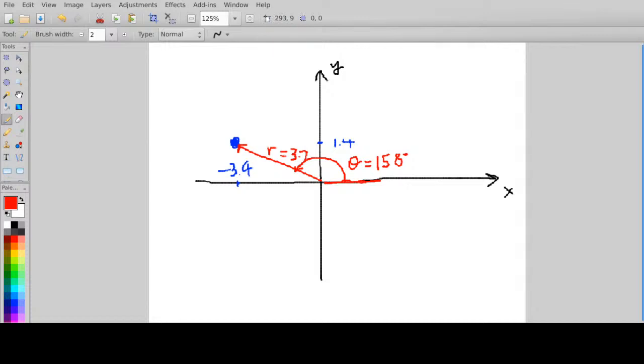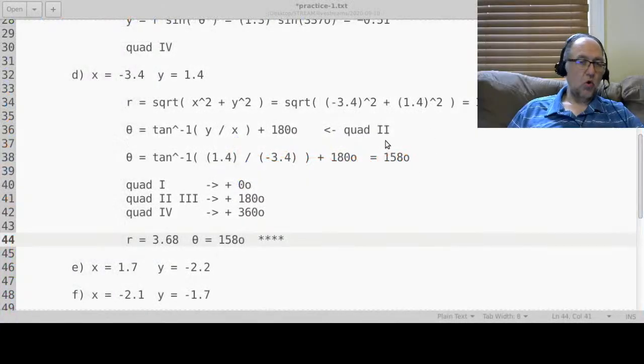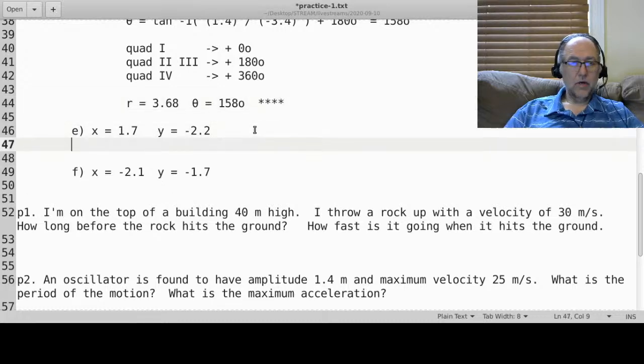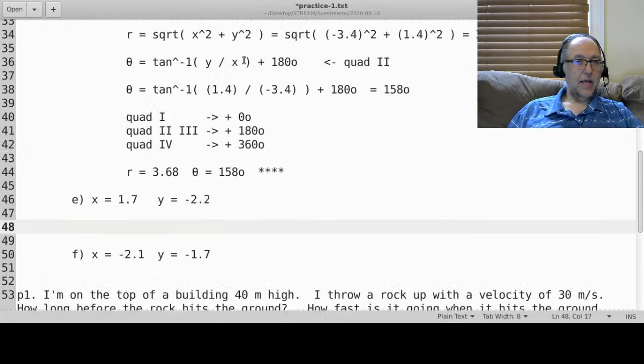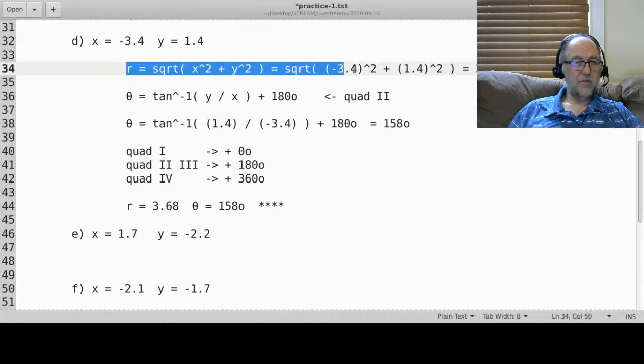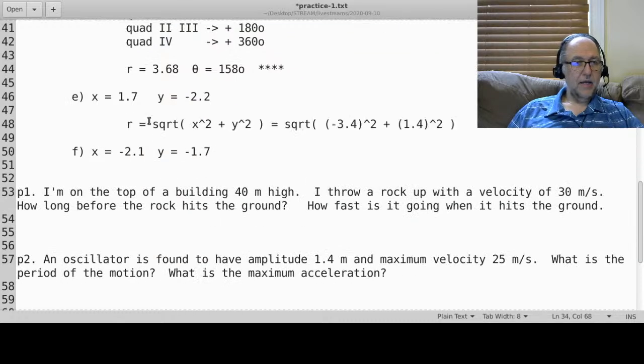Okay, I'll go a little faster for the other ones because if you have no questions with that one, it should be pretty clear. And so now what? Well, we're going to do this again. And let's do the R value first. There's the formula for the R value, like that. Again, R is going to be the square root of x squared plus y squared. X in this case is 1.7. Y is negative 2.2.